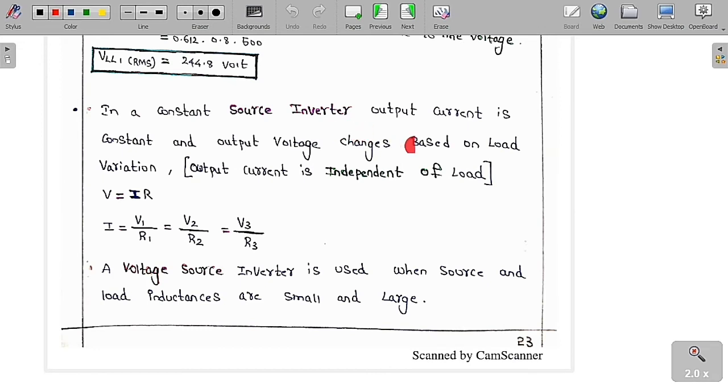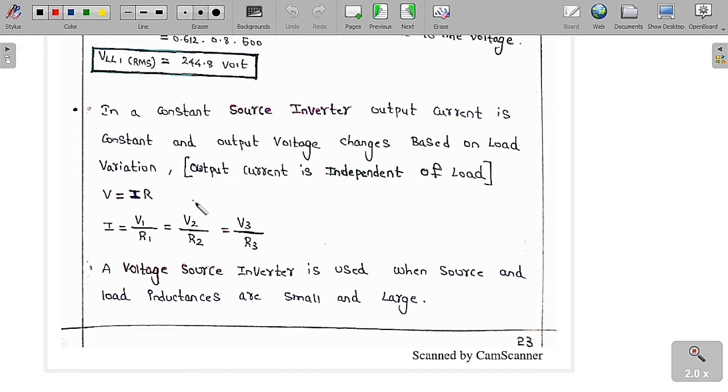In a current source inverter, output current is constant and output voltage changes based on load variation. I have already told you, in a constant current source, the output current is constant and the output voltage changes based on the load variation. Or simply we can say that in the current source inverter, the output current is constant, but the load voltage is going to depend upon the load. Output current is independent of the load.